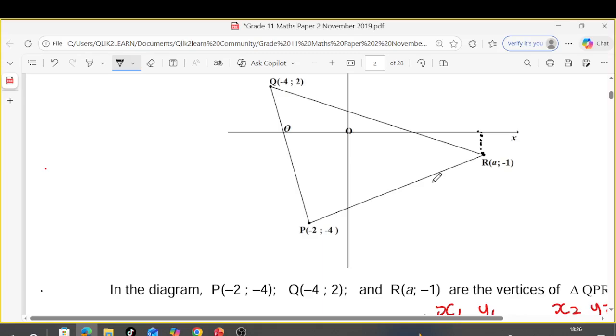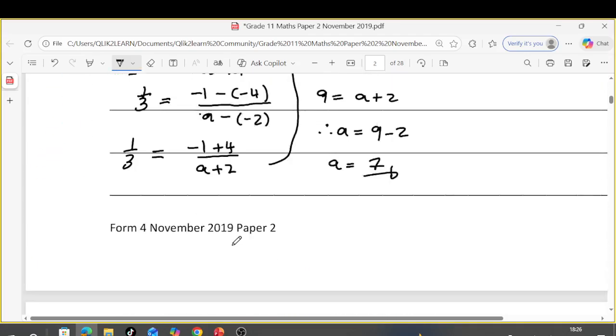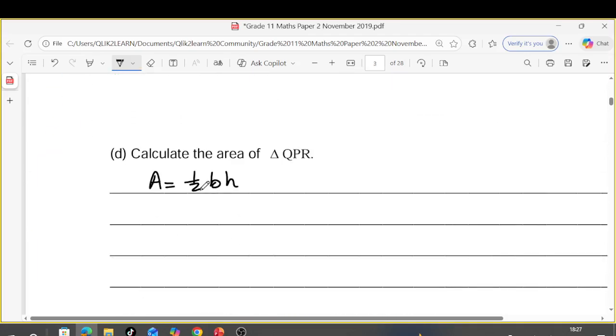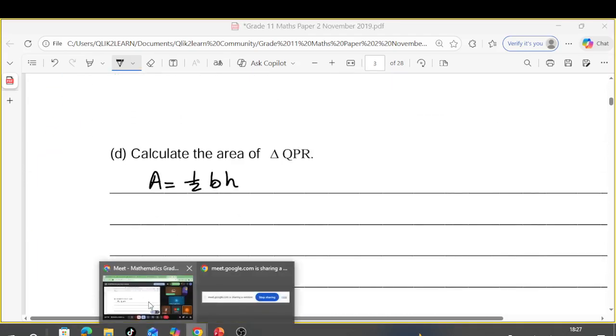We can just calculate. I'm not sure if it's my network or what. I think it's your network, ne? I think it's on your side. Yeah, but otherwise this side everything is good, ne? Do you guys agree with me when I say we're going to use the half base times the height formula?